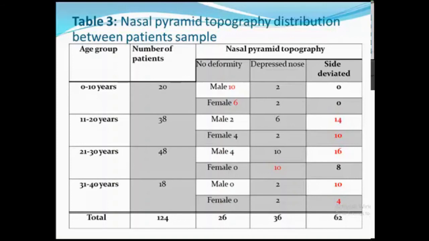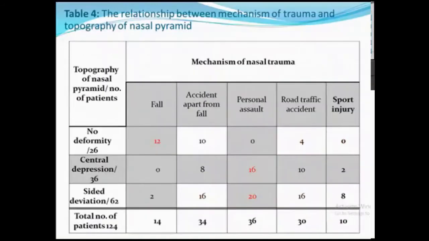While in the age between 21 to 30 years, the most common nasal pyramid deformity in the male is sided deviation, and in the female is central depression, while in the age between 31 to 40 years, both are sided deviated, which is the most common nasal deformity.